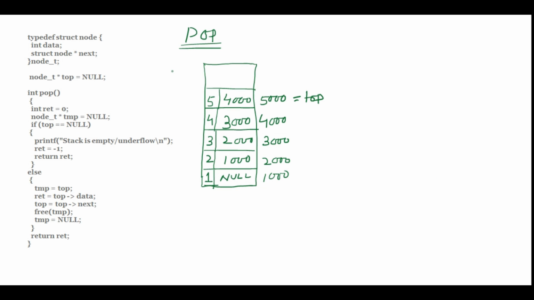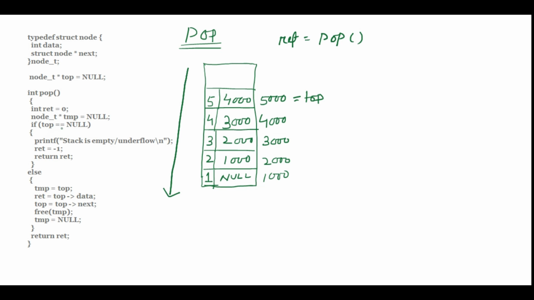Now let us understand the pop operation here. As you know, pop operation always happens from top to bottom, or it is called last in first out. Now let us call this function pop. As we are popping the element, we need to have the return value of the popped element. ret equal to pop. Now when we call this function pop, I have taken a temporary node, temp equal to null.